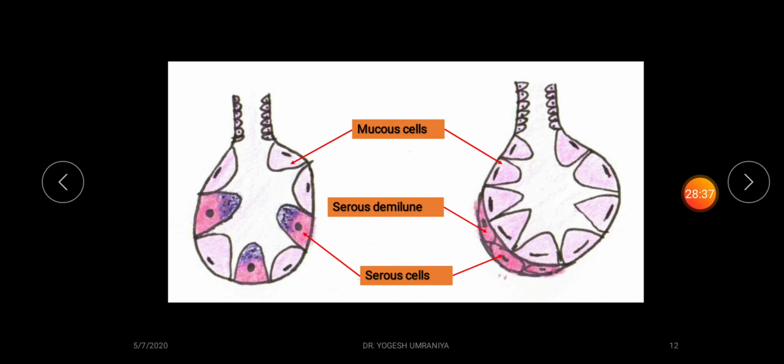Again remember this is most important for the viva as well as the theory concept.